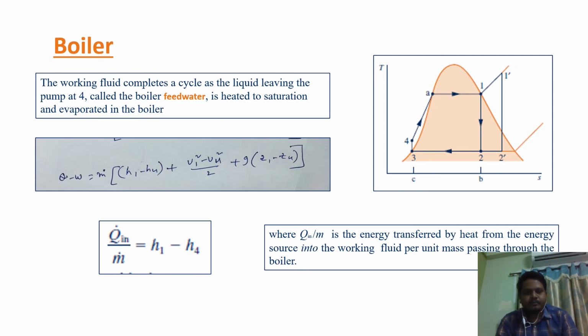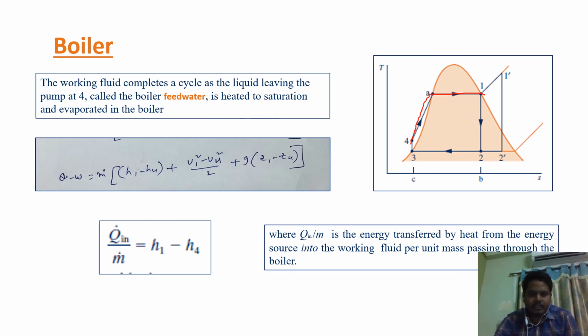So the other component is the boiler. This is also an open system. When you apply the first law to the open system, here what is happening in the boiler? The water is converting into steam. So this is the process 4 to 1. So what is it? Heat addition at constant pressure. In the boiler there is heat addition to convert the water into steam.